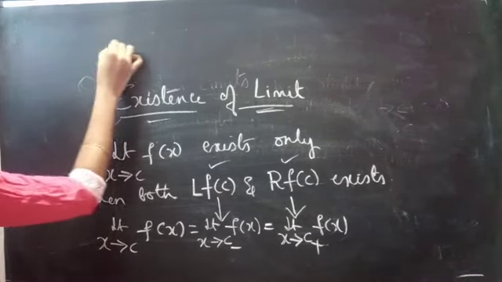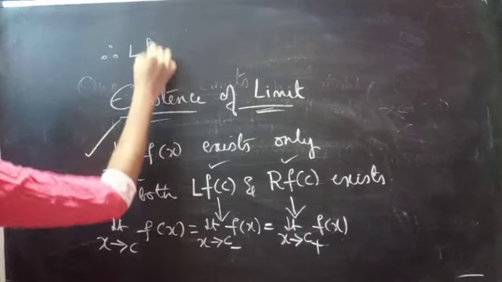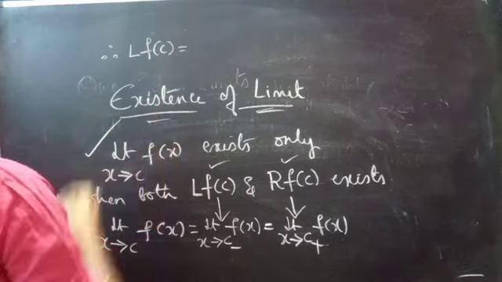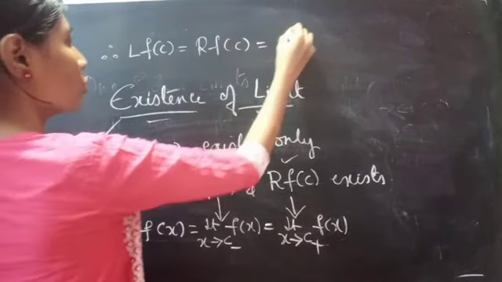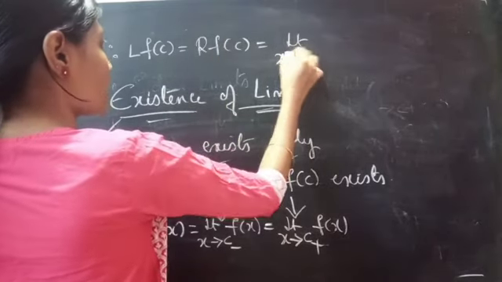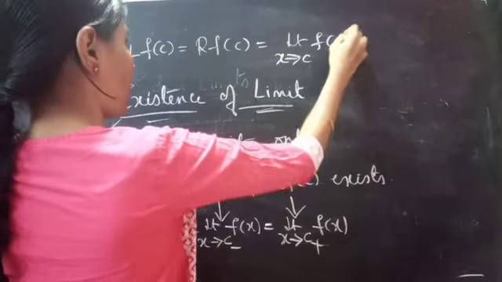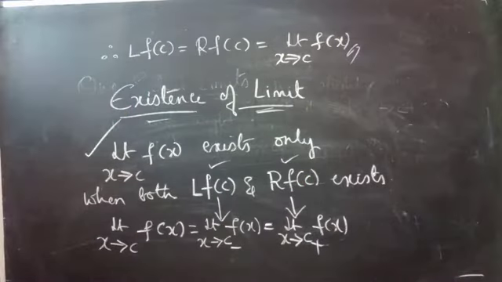Therefore, L of f of c equals R of f of c equals limit x tends to c f of x. Okay, fine.